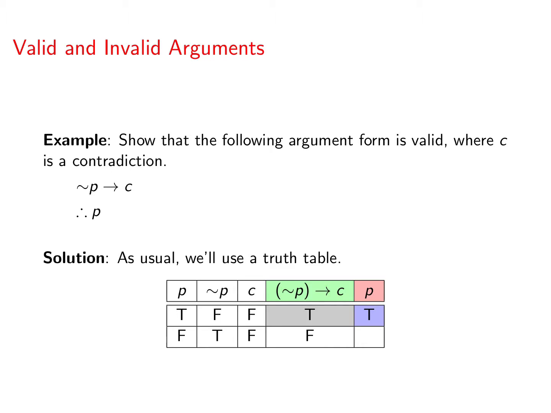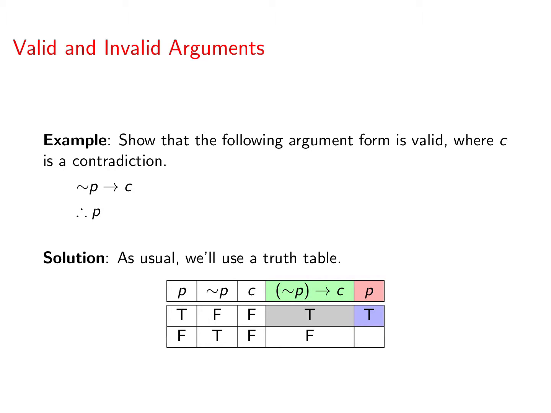Okay, here's the usual thing. We'll use a truth table. Notice that the column for C is simply always false. Maybe I shouldn't even call it a variable. It's just always false. There's only one premise. The premise is not P implies C.